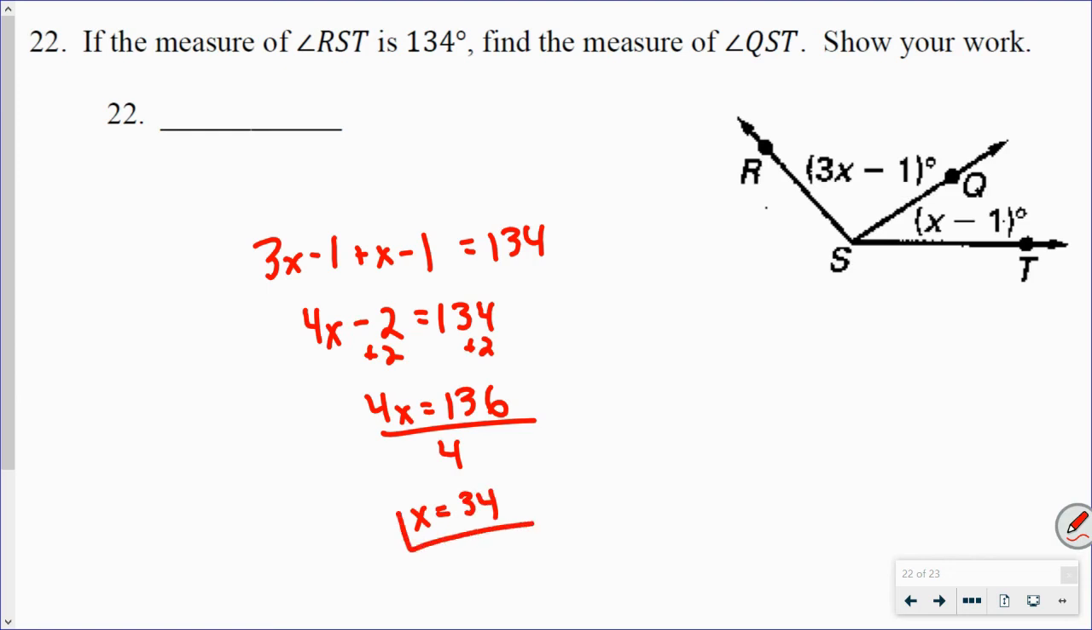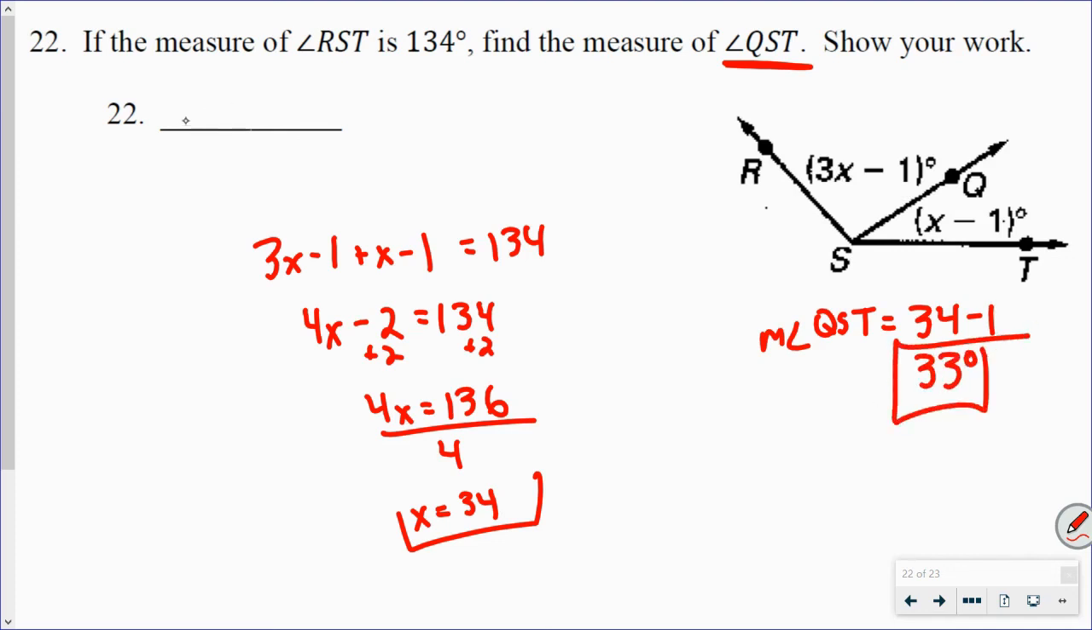Now, I don't want x, I actually want the measure of angle QST. So angle QST equals 34 minus 1, so 33 degrees. Okay, and on the test, there'll be some blanks on some of them. Go ahead and write that answer in that blank so that we can easily see what your answer is.